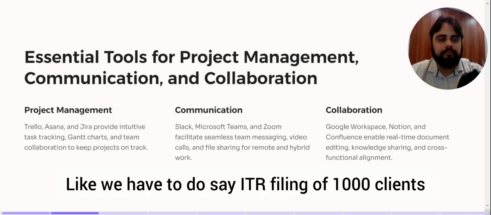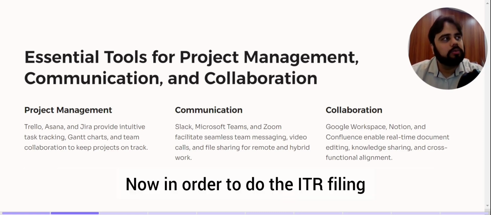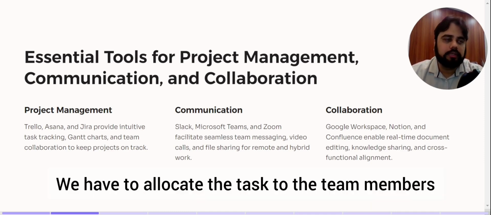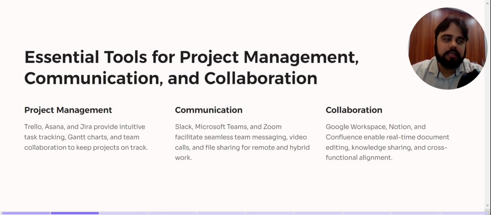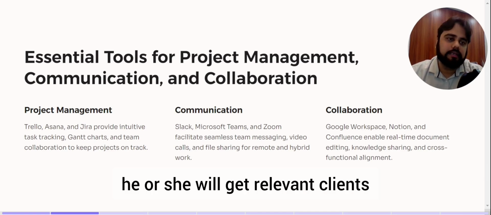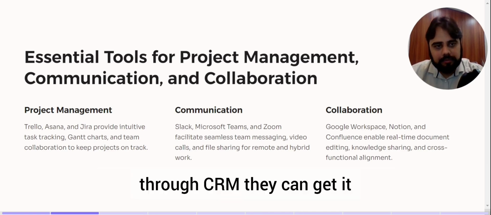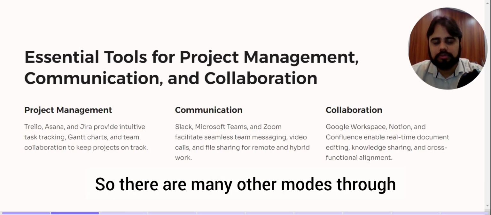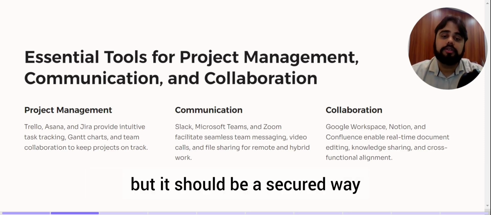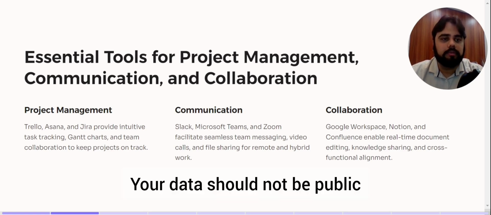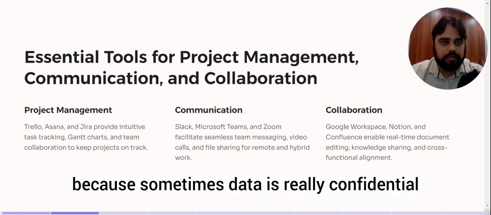Okay, like we have to do, say, ITR filing of 1,000 clients. Now in order to do the ITR filing, what we have to do is allocate the task to the team members. Every team member will get the relevant clients that they have to handle. Through Google Sheet they can get it, through CRM they can get it. There are many other modes through which they can get it, but it should be a secured way. Your data should not be public, because sometimes data is really confidential.